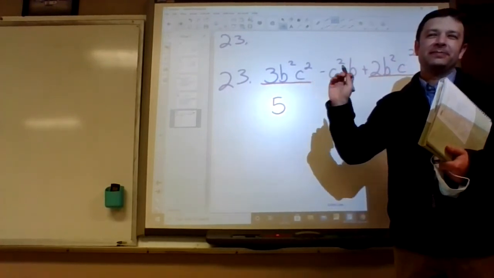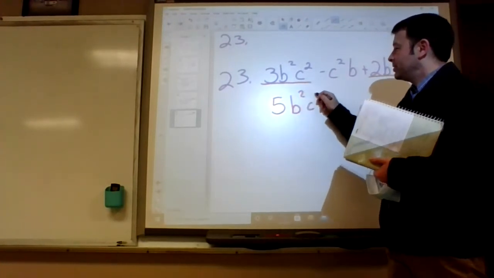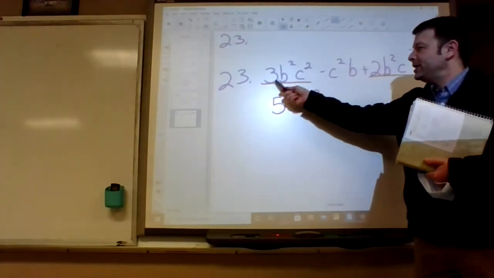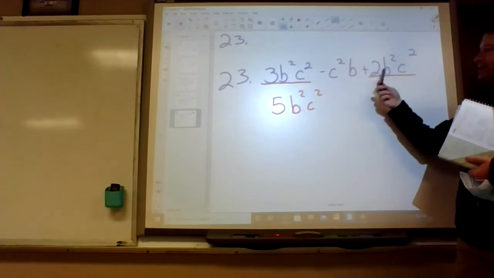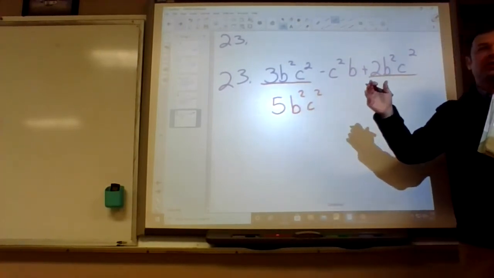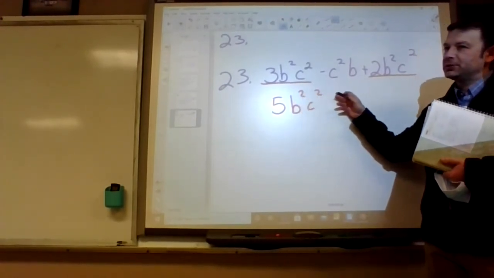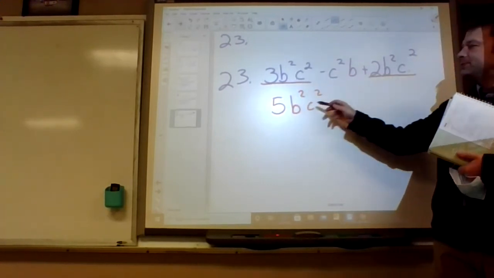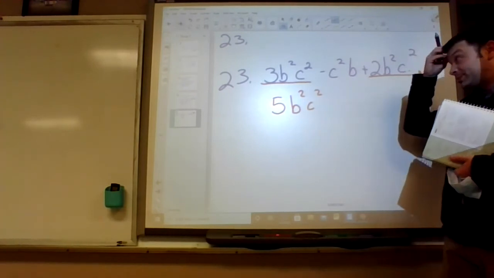Okay, B2C2. So here's what you're doing. If I have 3 of these things, that's what that means, plus 2 of the same things, then I have 5 of the same things. When you switch to add and subtract, the exponents are not going to change. 3 of these plus 2 of these equals 5 of these, not 5 of something else. That's how it works on add and subtract.